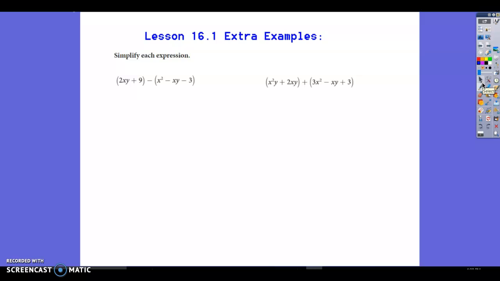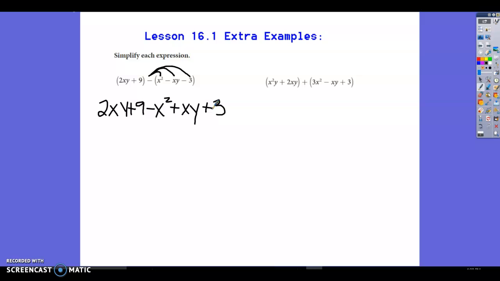All right, so to simplify each expression, we have been combining like terms as we went through the task. And the first thing I have showed you to do is anytime that you have a negative in front of the parentheses, go ahead and distribute that negative. And that way you get rid of that. So I'm going to have 2xy plus 9 come down. And then I'm going to have negative times x squared, which is negative x squared. I'm going to have negative times negative xy. A negative negative makes that a plus xy. And then a negative negative 3 makes that a plus 3.